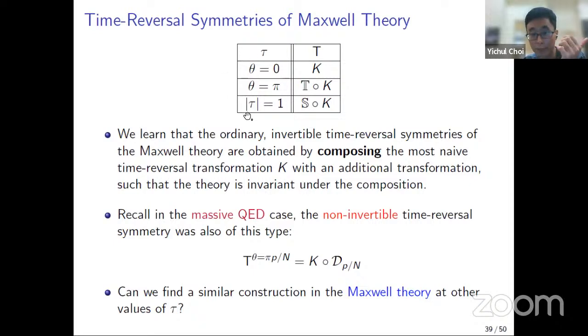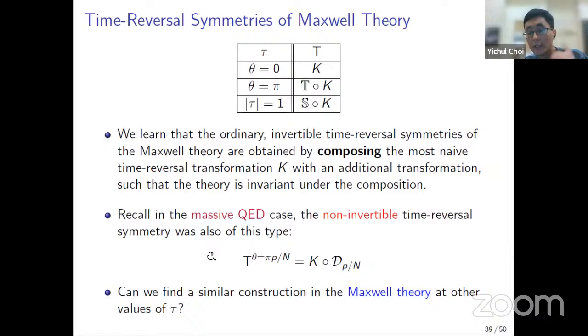At these values of coupling constants, we have ordinary time reversal symmetry. Their nature are slightly different. But in general, we learned the lesson that these time reversal symmetries are obtained by composing the most naive time reversal symmetry transformation K with some other transformation such that the theory is invariant under the composite transformation.